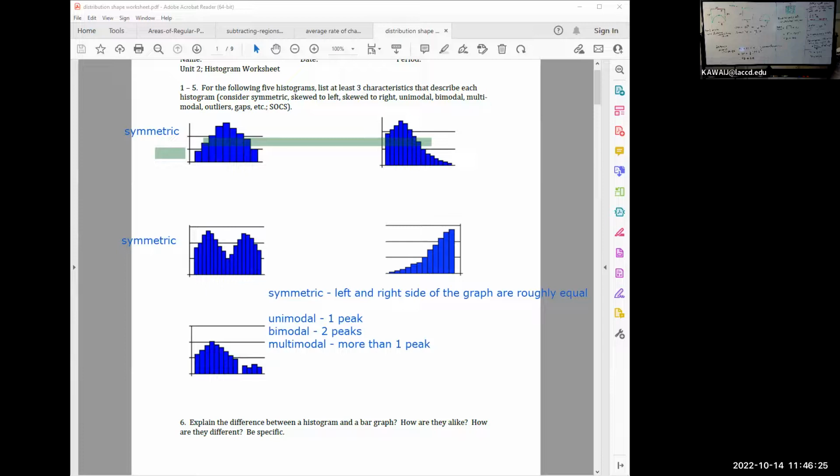So let's see. Is 4 of them unimodal, one is bimodal? I think I would call this one bimodal. It doesn't have to have the same height. So I would consider both of these bimodal. Okay, I would consider this one unimodal. This one unimodal. And this one unimodal.